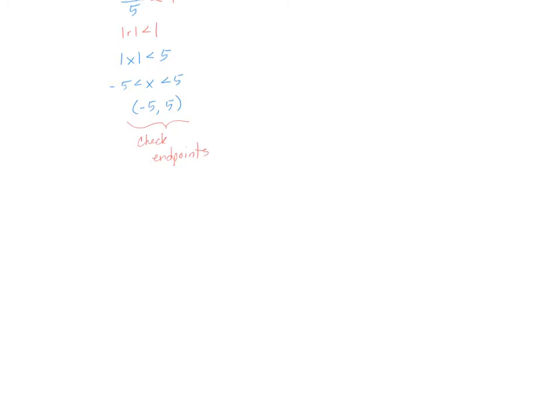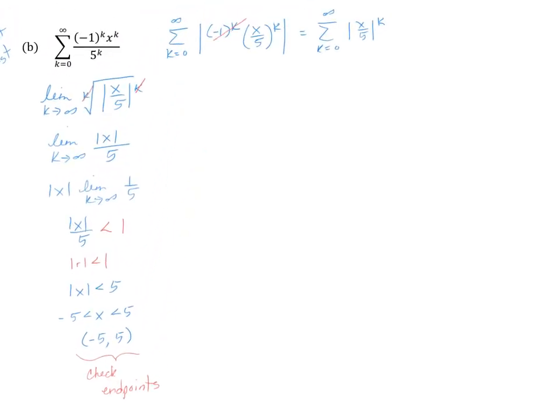Now, I didn't have to check the endpoints on the previous example because the interval of convergence was negative to positive infinity. There are no endpoints. But here I have specific numbered endpoints, -5 and 5. So I'm going to go back up here and check my endpoints to see if I can include them when I look at my interval of convergence.